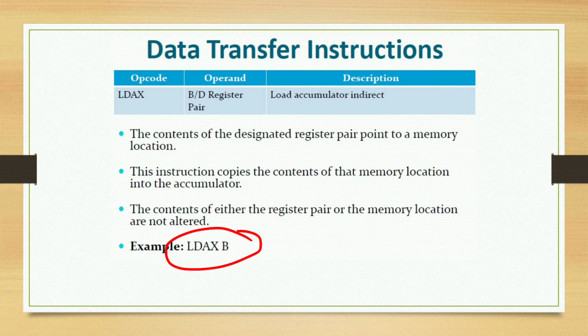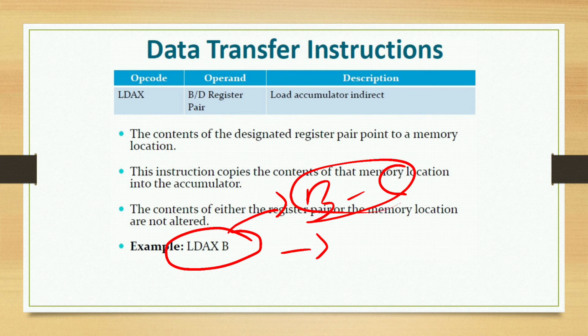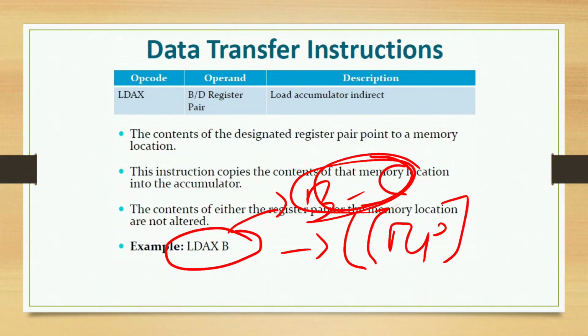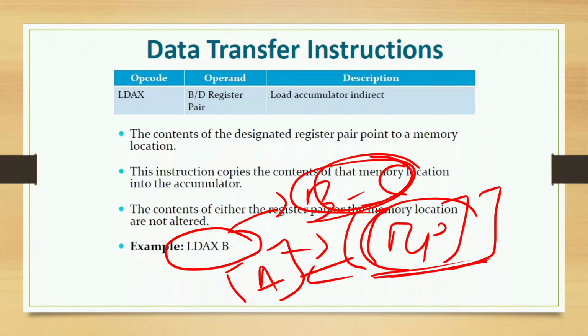Consider an example, LDAX B. LDAX B will load the content of the memory location whose address is in the register pair. B means the BC pair. LDAX B will load the content of the memory location whose address is in the BC pair into the accumulator.